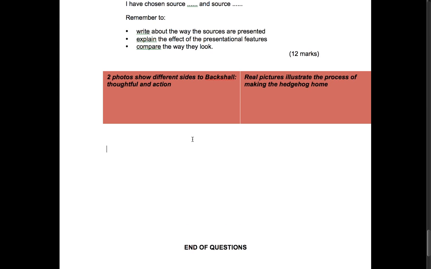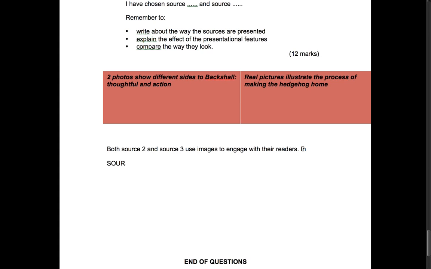Right. So I'm going to say something like both source 2 and source 3 use images to engage with their readers. Now, at the moment, I'm not really getting many marks for that. It's not the world's greatest sentence, but it helps structure my paragraph. So I'm now going to talk about the pictures used in source 2.